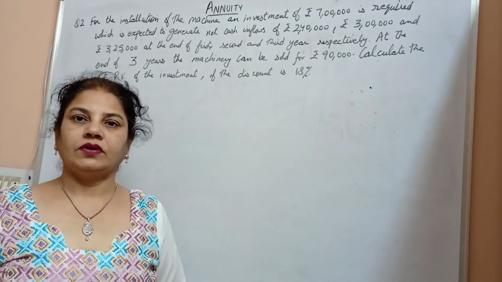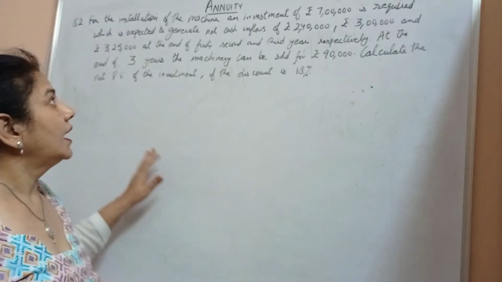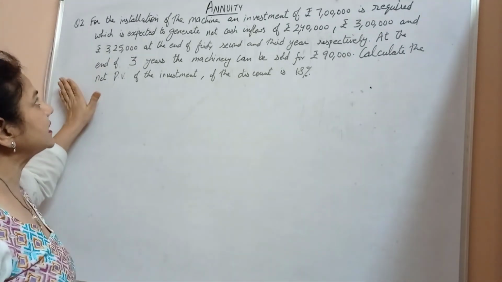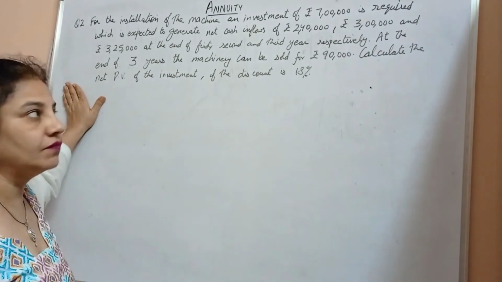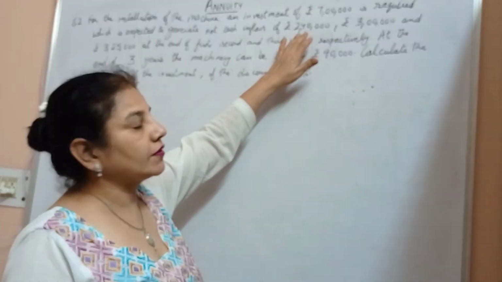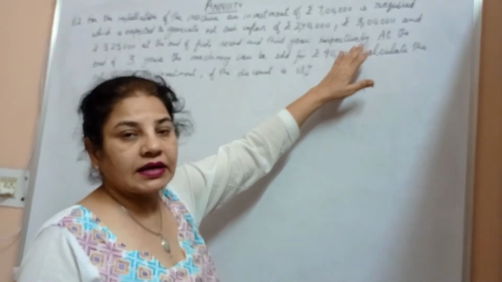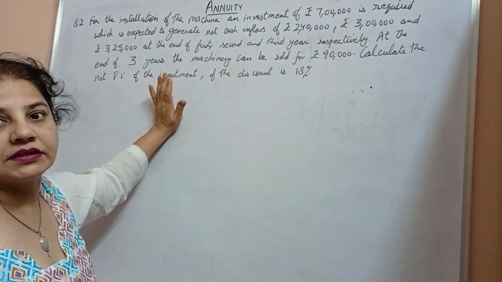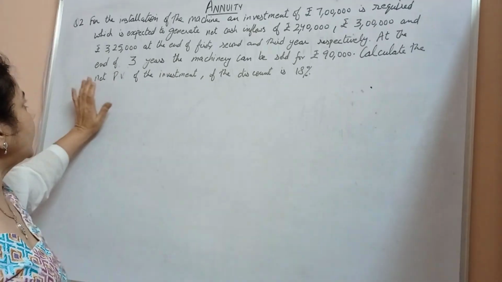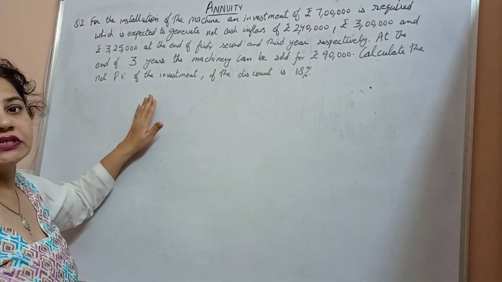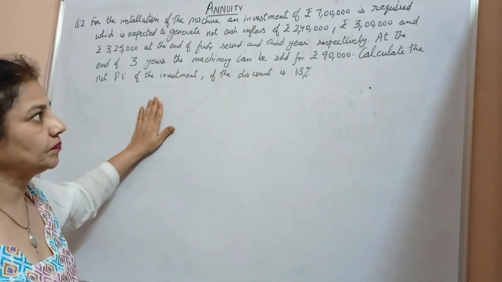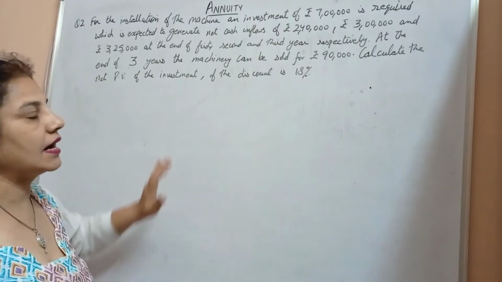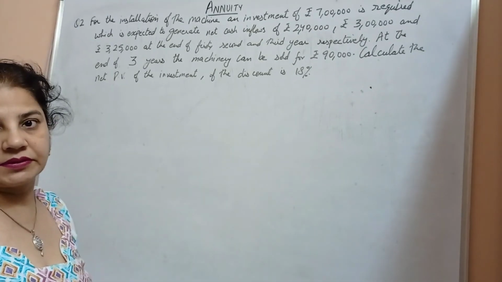77,200. For the installation of the machine, an investment of rupees 7 lakh is required, which is expected to generate a net cash inflow of rupees 2,40,000, rupees 3 lakh and rupees 3,25,000 at the end of first, second and third year respectively. At the end of 3 years, the machine is to be sold at 90,000. Calculate the net present value of the investment if the discount rate is 18%.